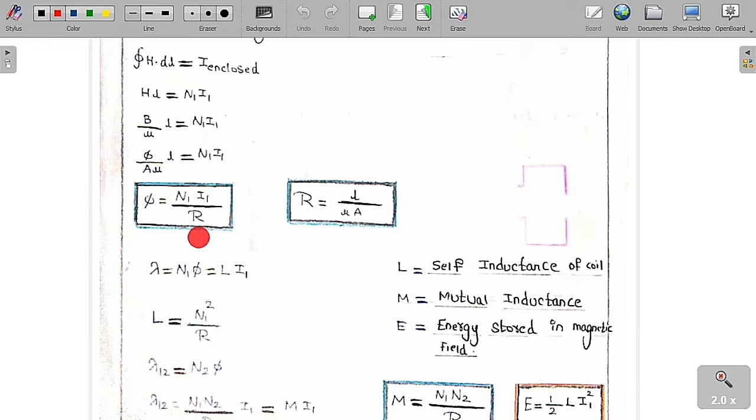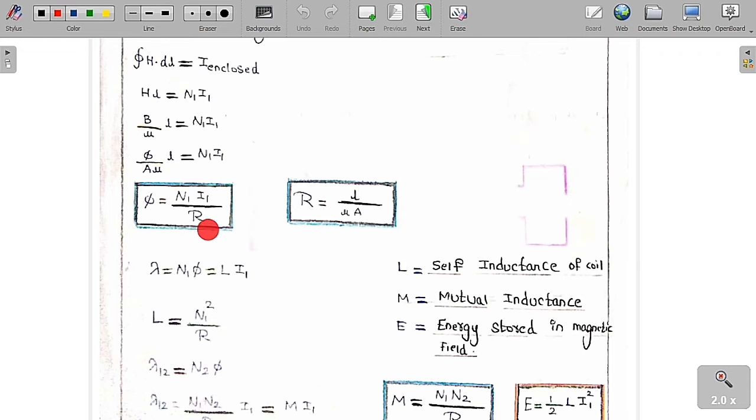L by mu A is called the reluctance. R is equal to L by mu A, where L is called the mean length of the core, mu is the permeability of the core, and A is the area of the cross section of this core. So R is equal to L by mu A. As you can see clearly, the permeability of a core is very high, so therefore its reluctance is always less when compared to air. So this is the formula.